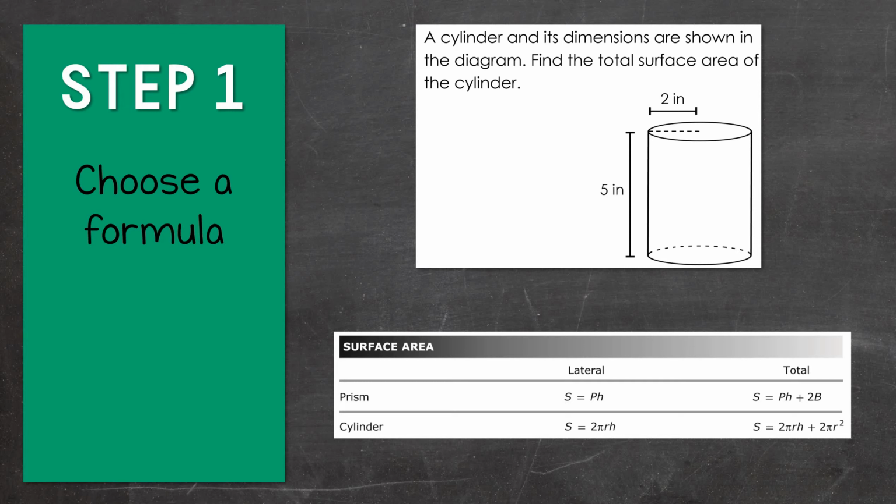Alright, are we looking for a prism or a cylinder? From the diagram, we see circular bases. That tells us cylinder. Also, it says it right there in the problem, cylinder. We're halfway done. Do we want lateral area or do we want total area? Alright, it says in the problem total surface area, so we have our formula.